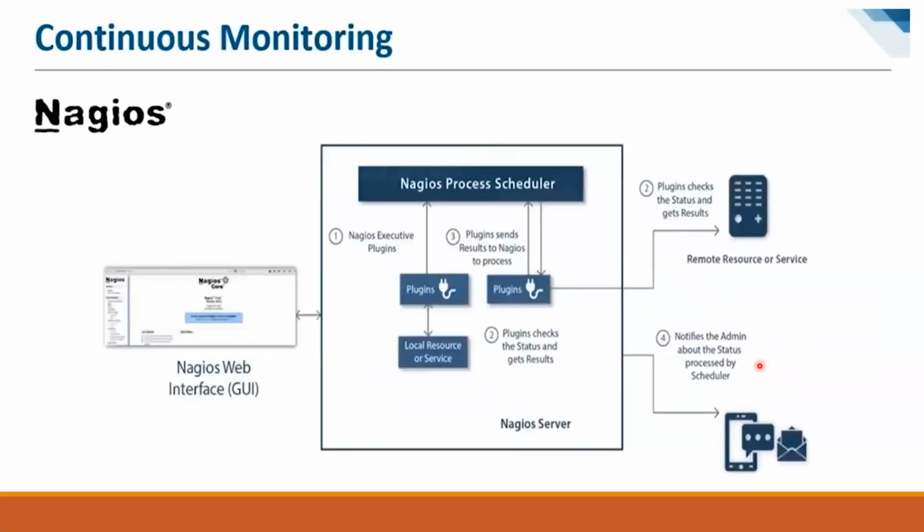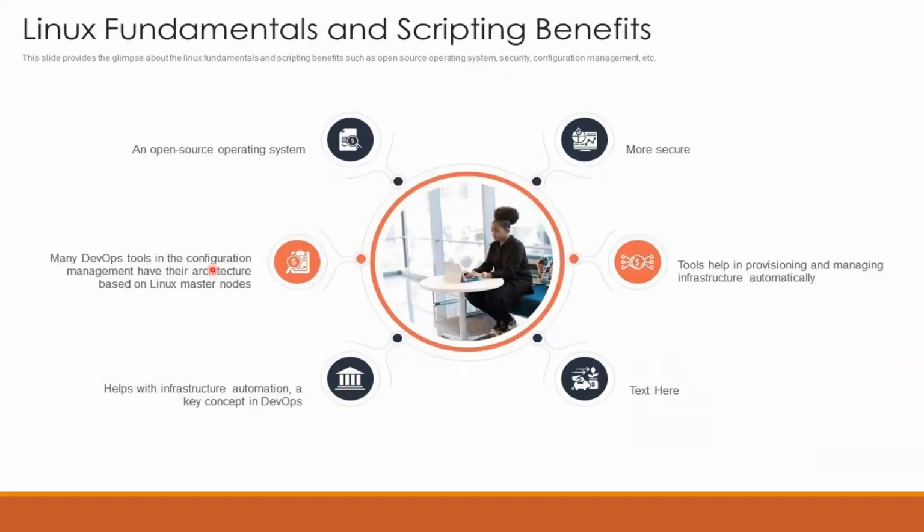Continuous monitoring. So what is continuous monitoring? How can we monitor our servers and services through AWS, and ELK? ELK is Elasticsearch, Logstash and Kibana. So this is the log monitoring tool.